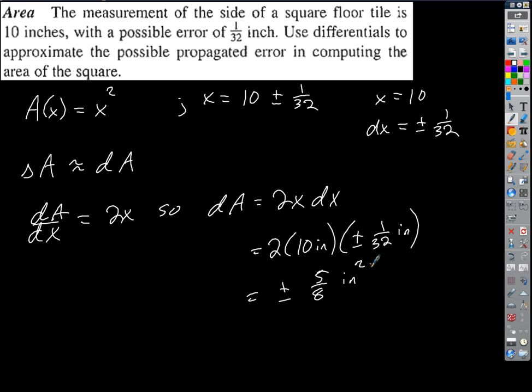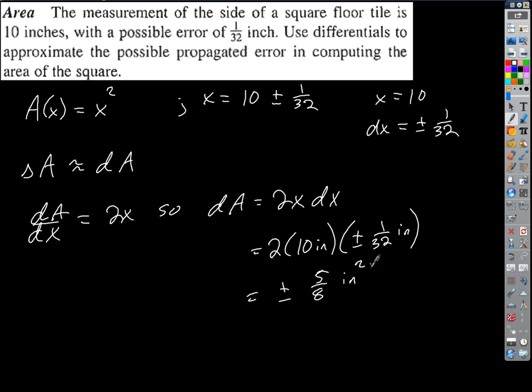The little measurement error of plus or minus 1/32 of an inch in measuring the side length of our square is going to result in a corresponding propagated error of plus or minus 5/8 of a square inch in calculating the area. Okay. Is that good or bad? We don't know yet. How would we know?